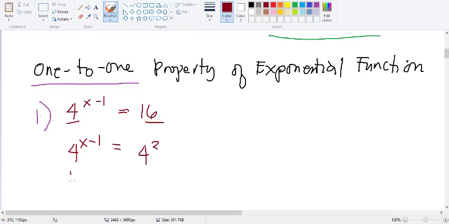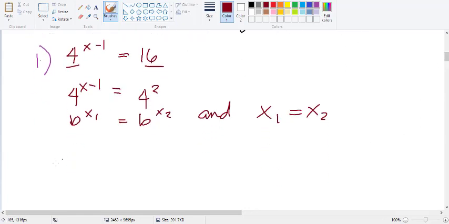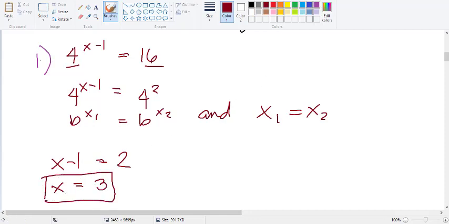Now, this is almost the same as b to the power of x sub 1 is equal to b to the power of x sub 2, right? And remember, if that is the case, then x sub 1 is equal to x sub 2. Therefore, how can we solve this? We can just simply put x minus 1 is equal to 2. Now, solve as is. So, x is equal to, move the 1 to the other side, it becomes 2 plus 1, x is equal to 3. Okay?